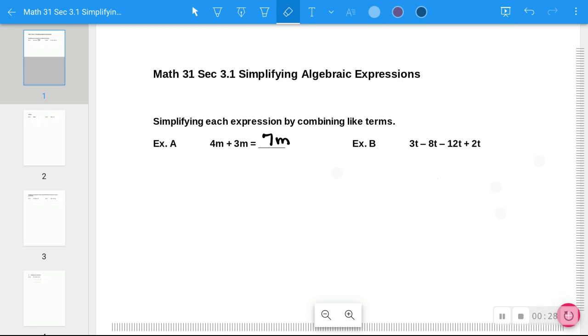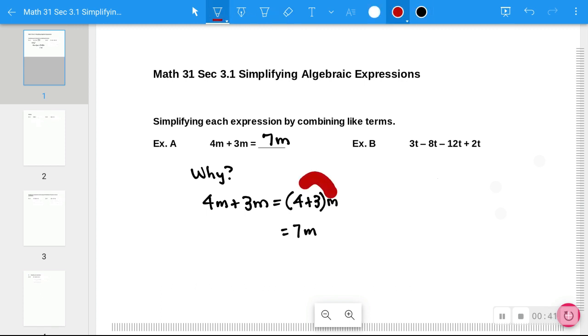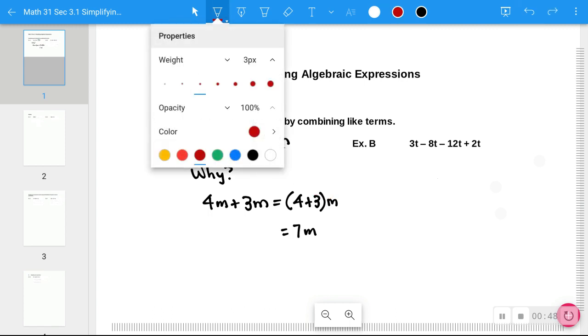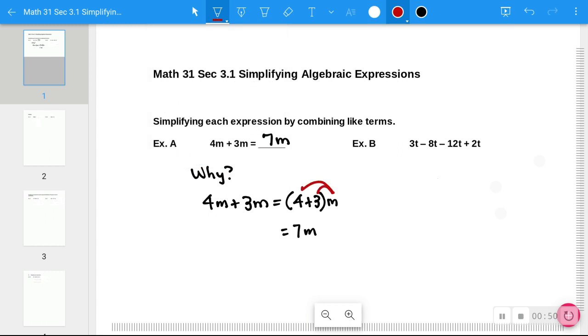Now the steps that you would have to do if you were showing the logic of this would look like this. The m is in both of them, so you pull it out. And then if you were distributing here, you can see you get 4m plus 3m, and you'd be back where you started. But if you do it this way, the 4 plus the 3 gives us 7. We're better off just learning to add them when the variables and their exponents match.